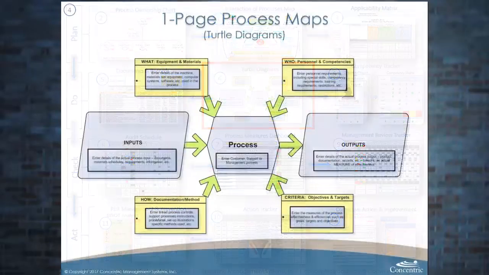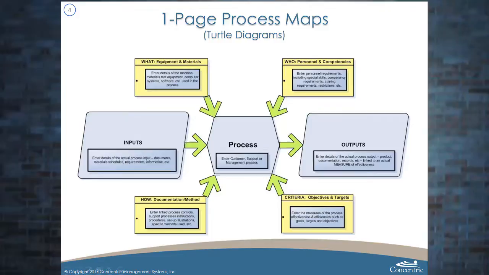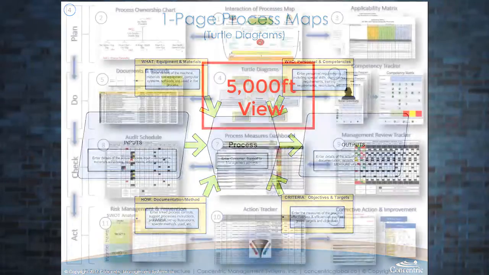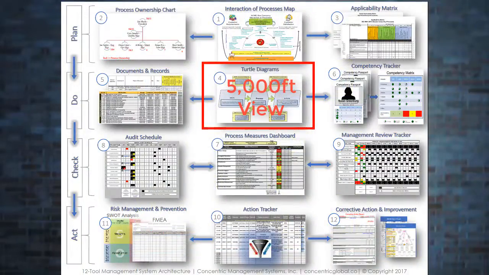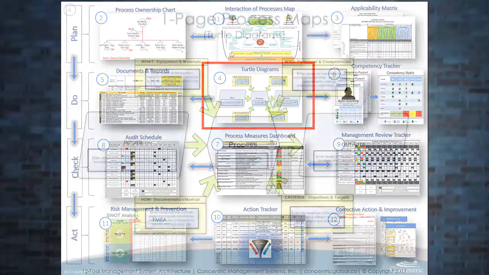Turtle diagrams. The turtle diagram is tool number 4. We've reviewed the turtle diagram in detail in the first part of this module, but the idea here is that for all 11 processes identified in tool number 1, you would have a one-page process map for each of those processes. So this becomes the 5,000-foot view for the process owner. And I guess you could say tool number 1 up at the top could be the 50,000-foot view for the entire organization. So each of the 11 processes has its own unique turtle diagram in tool number 4.